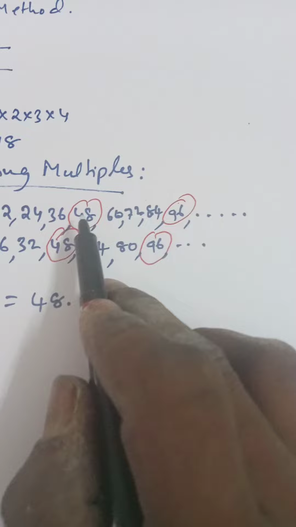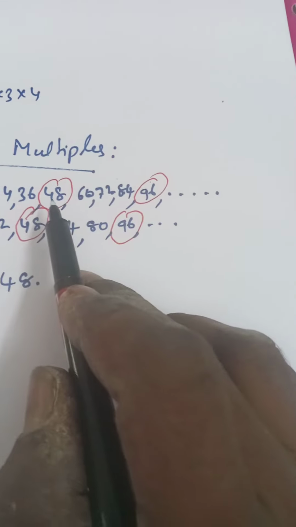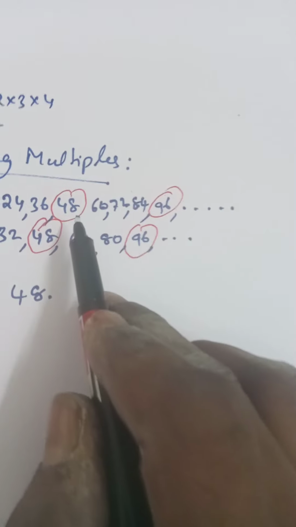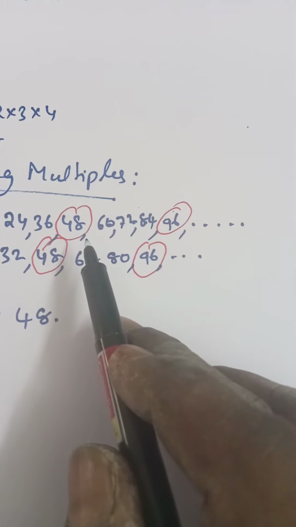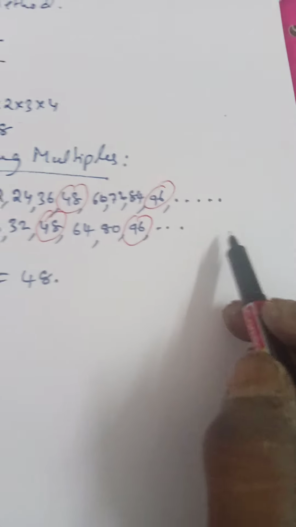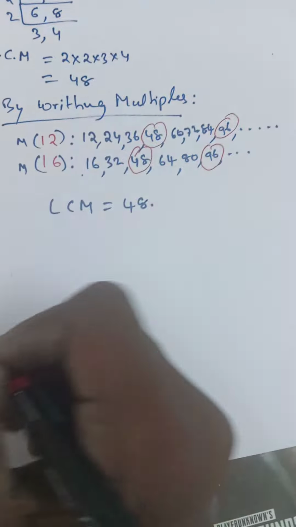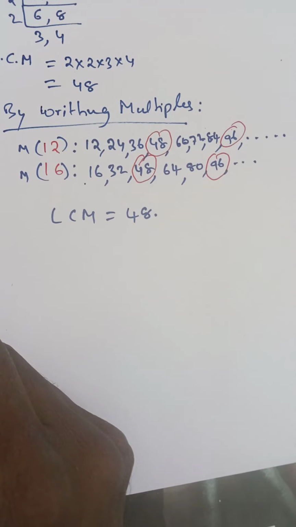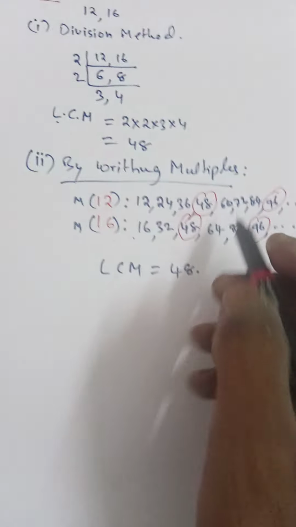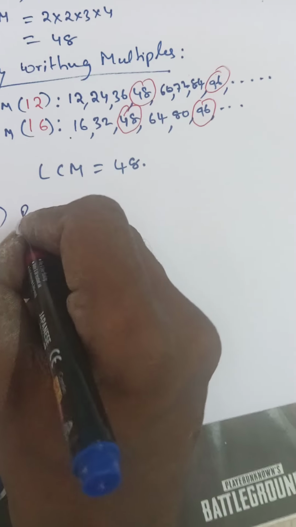What are the multiples of 48? They will be the common multiples again. 48 2s are 96, 48 3s are how much? I think that is 144. That will come in the multiples of both 12 and 16. Like that we can find the LCM of two numbers by the writing multiples method. Now let us go to the another method, the prime factorization method.